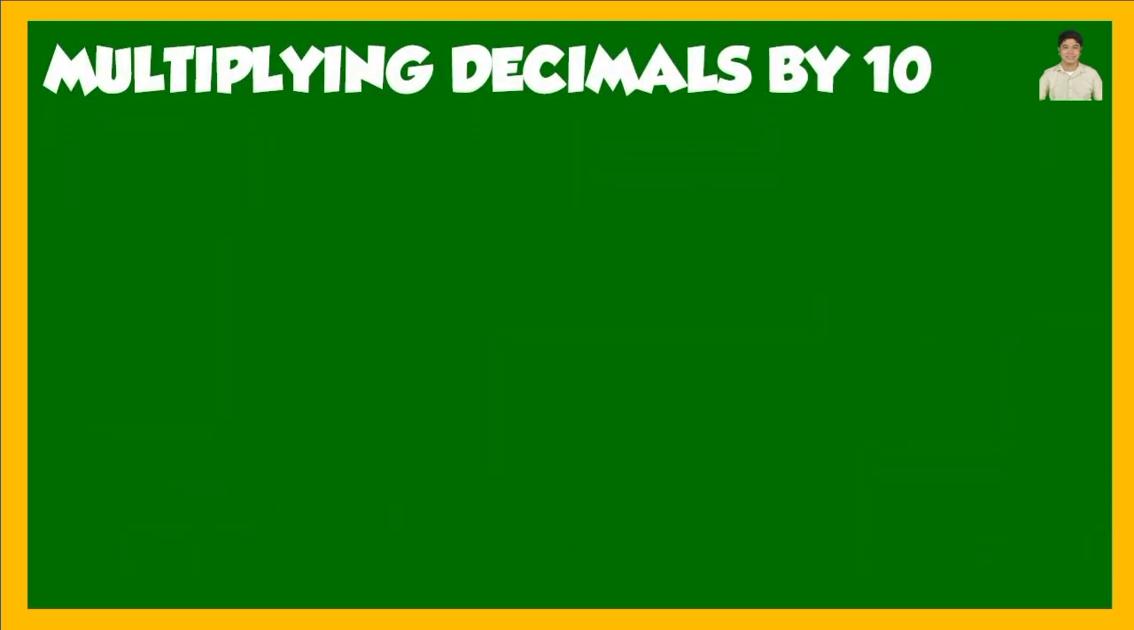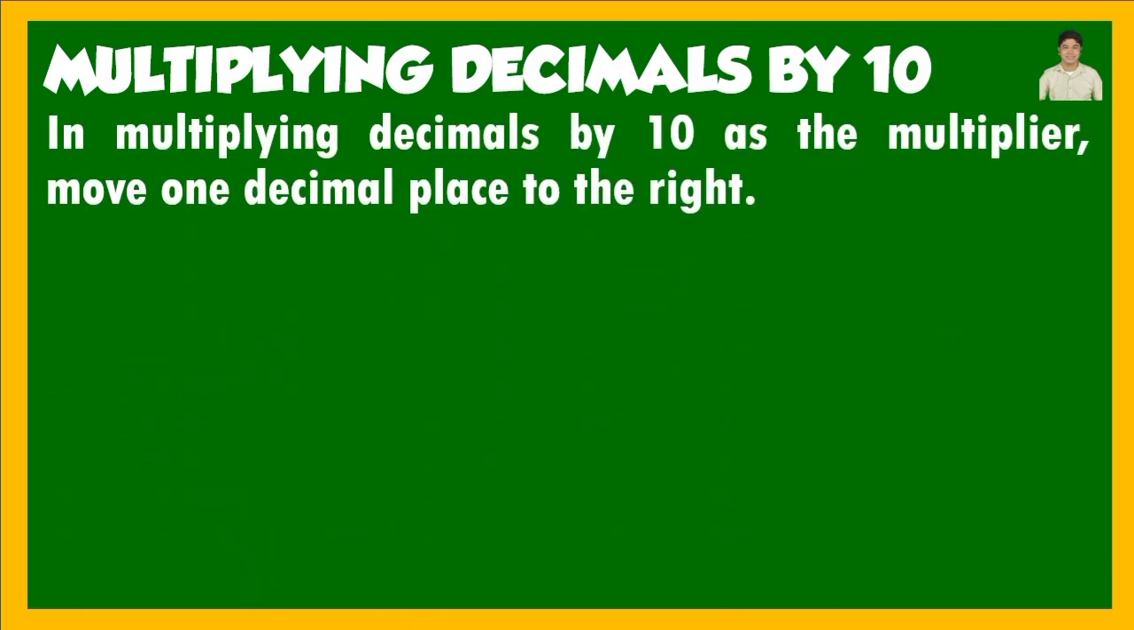What about multiplying decimals by 10? So, ito, whole number na po. Yung decimal ay i-multiply natin sa whole number na 10. In multiplying decimals by 10, as the multiplier, move 1 decimal place to the right. So, yung movement naman natin kapag ang decimals minumultiply natin by a whole number, like for example, base 10: 10, 100, 1,000, 10,000, we move decimal places to the right. Unlike yung multiplier natin is 0.1, 0.01, we move decimal places to the left.